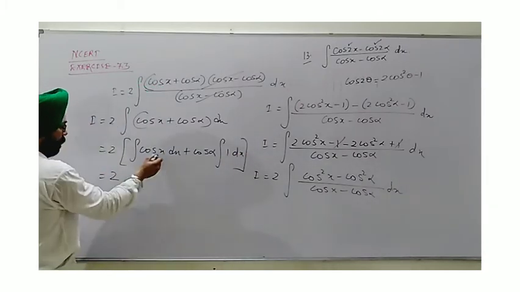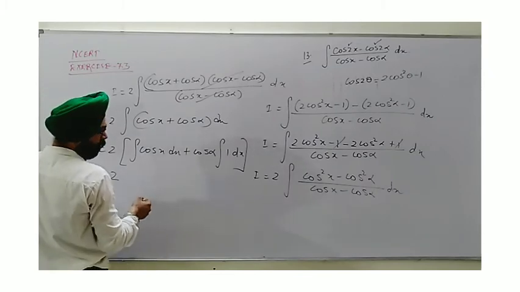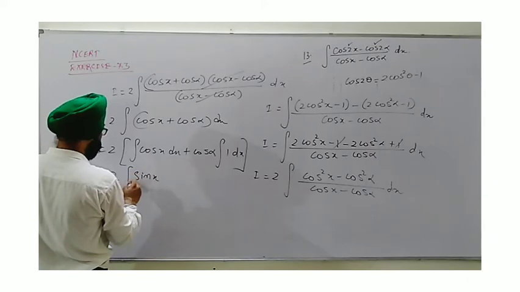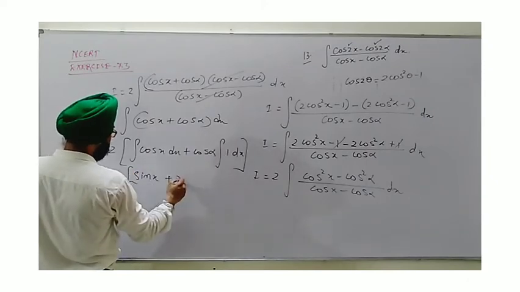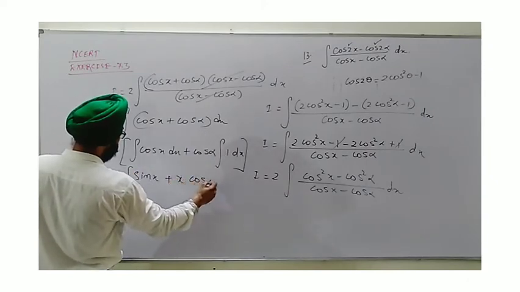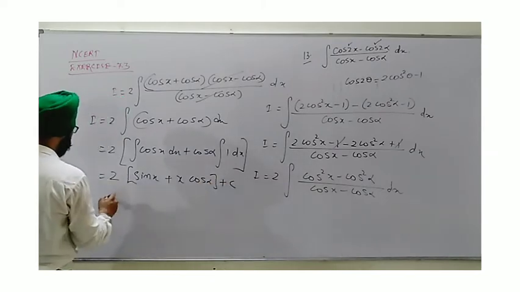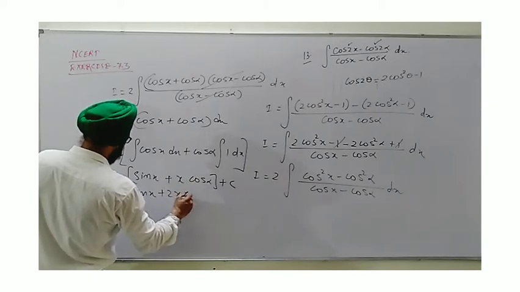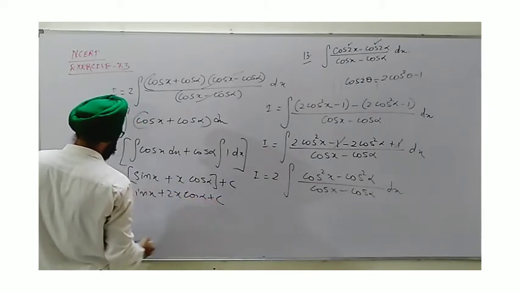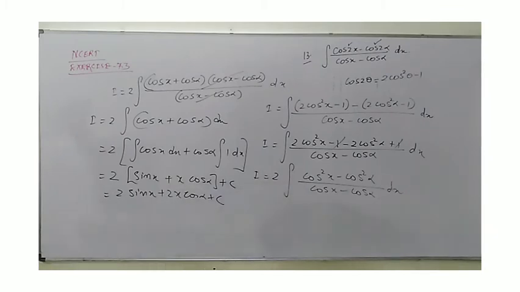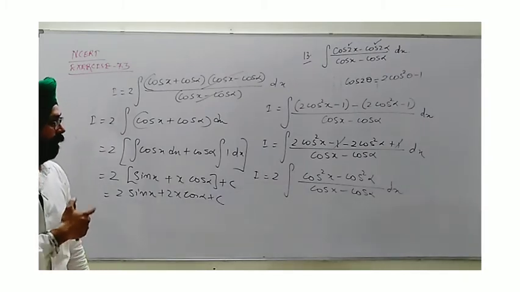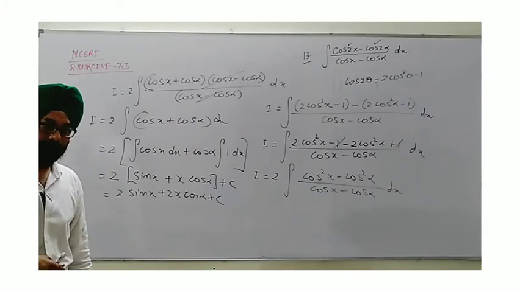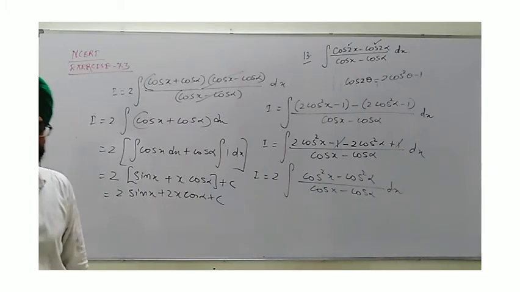Let's see the result. Cos x, its integration is sin x, plus from here we will get x, integration of 1, and plus c. Now opening the bracket, we have 2 sin x plus 2x cos alpha plus c. We get the final integration of the function. So you can see that this also is based on the trigonometric identities. Once you have command over these, you can solve such equations.